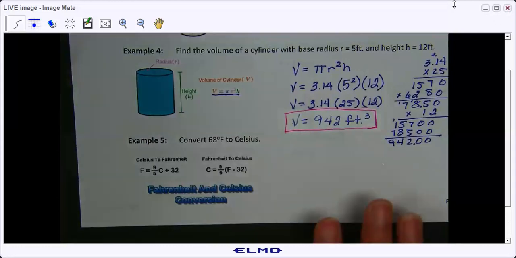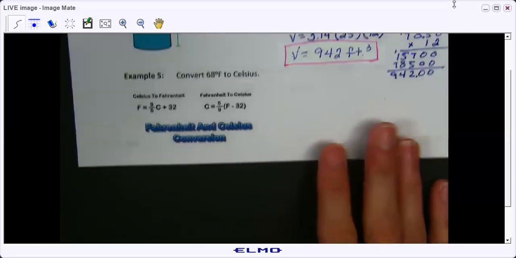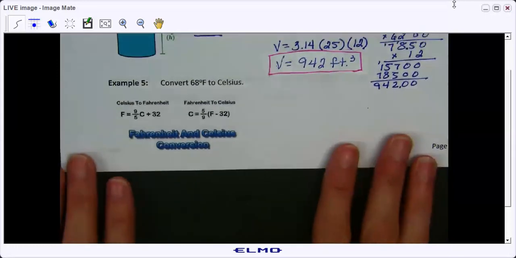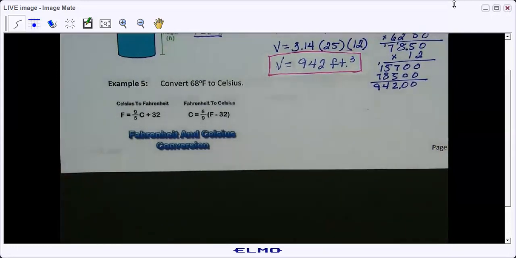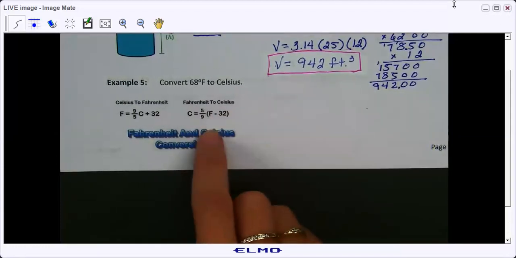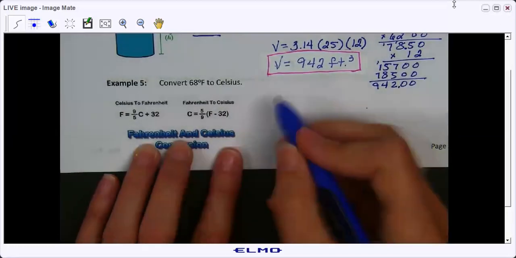Okay, let's go down to example 5, dealing with Fahrenheit and Celsius. So one of the things that we have to do is figure out which of the formulas to use. So this tells us that we're going to convert 68 degrees Fahrenheit to Celsius. So look at the two formulas I give you. I have Fahrenheit equals and I have Celsius equals. So which formula do you think that we're going to use? The one that is F equals or the one that is C equals? C equals, because it tells us up here that when you want to convert from Fahrenheit to Celsius, you have to use this formula. So we're going to write out our formula.